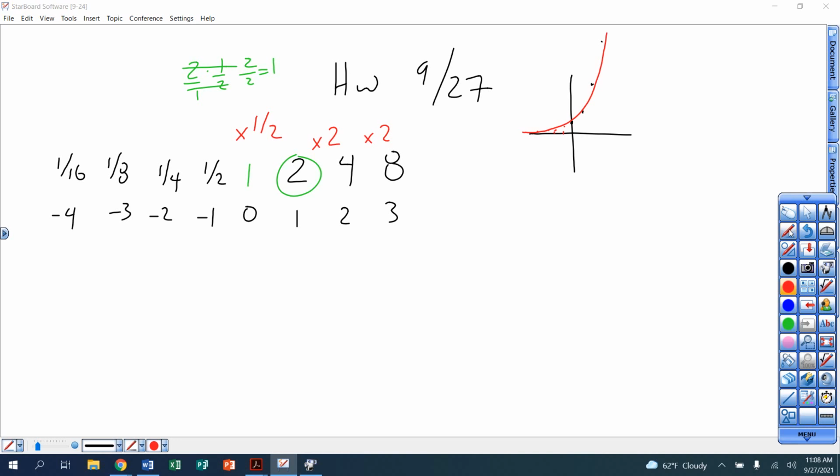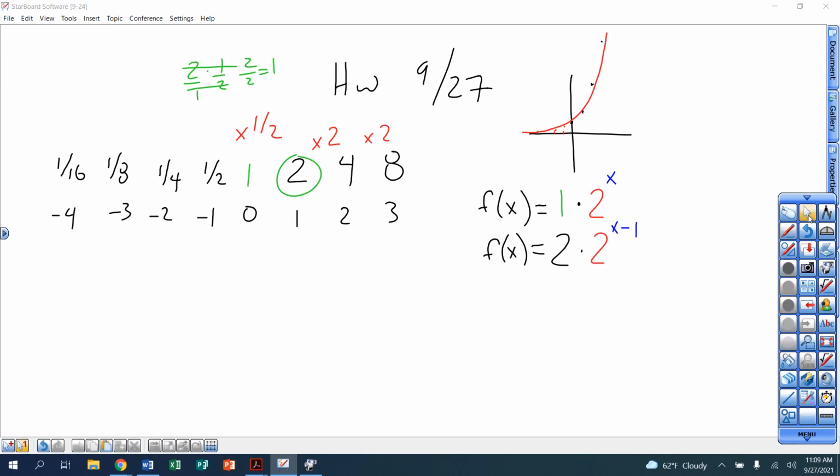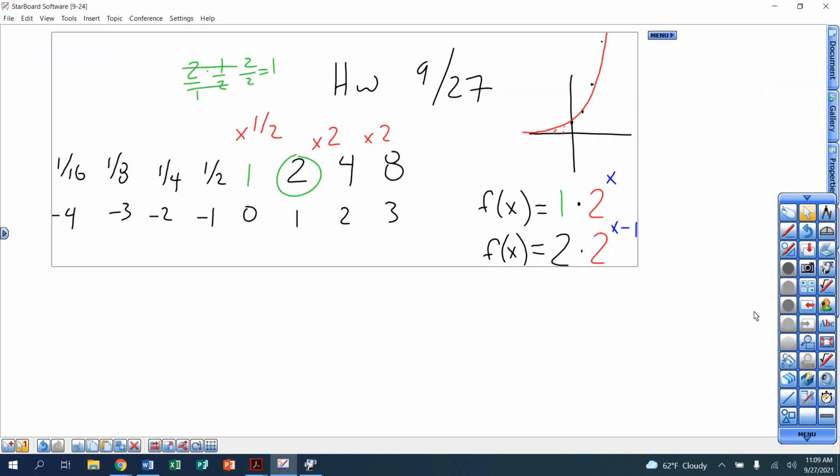So if I write the explicit function, like I'd like you to do today, the explicit function is f of x equals either that 0 term times that r number to the x power, or I could use the first term instead, not that 1, but that solid 2 right there, times that same 2 to the x minus 1 power. I'm going to have you practice using these with negative exponents, as you can see.